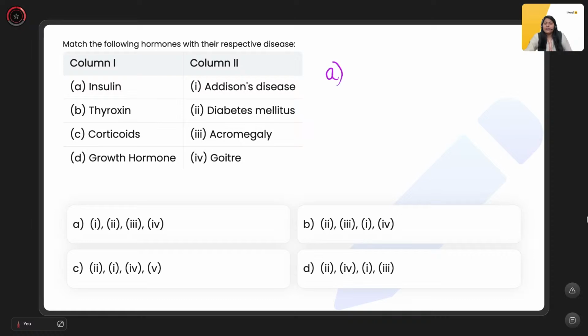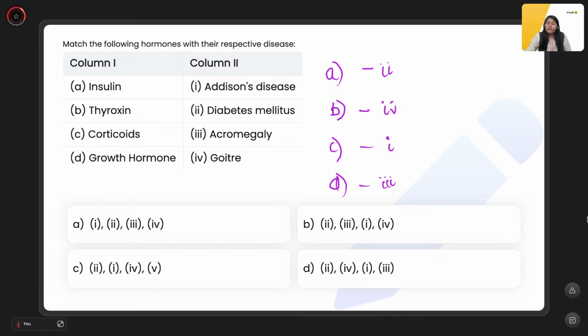Okay, insulin, as we have discussed in our previous question, deficiency of insulin will lead to diabetes mellitus. Now, thyroxine. Disorder in thyroxine hormone will lead to goiter. Then corticoids. Corticoids deficiency will lead to Addison's disease. And growth hormone, not deficiency, but over secretion of growth hormone in adulthood will cause acromegaly.